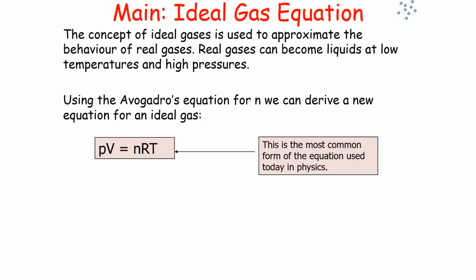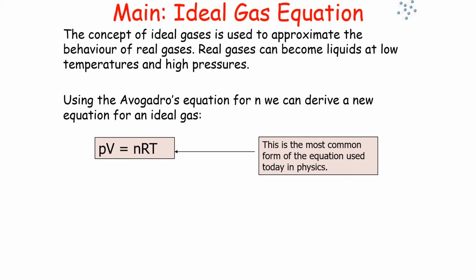Now, the concept of ideal gases is used to approximate the behaviour of real gases. Obviously, real gases can become liquids at low temperatures and high pressures. So we can use our Avogadro's equation to derive a new equation for an ideal gas.